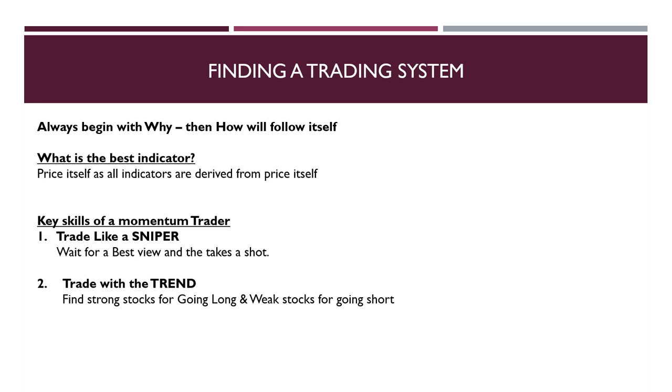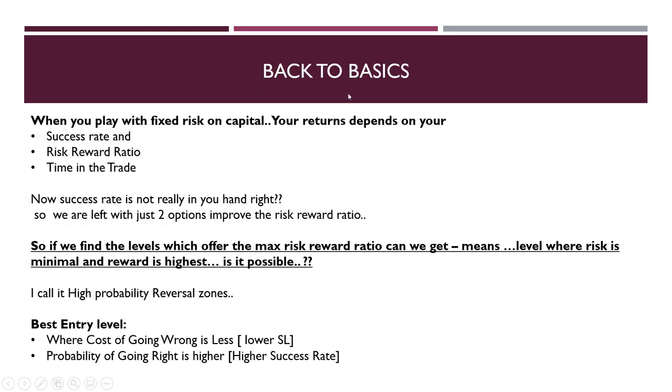Maybe say RSI or MACD. MACD will give you a sell signal at a much later date, and so will any other indicator. Price is the only thing which can give you early signals. So now the question is, what is an indicator which is close to price? How can you trade with the trend, like going long in strong stocks and going short in weak stocks?